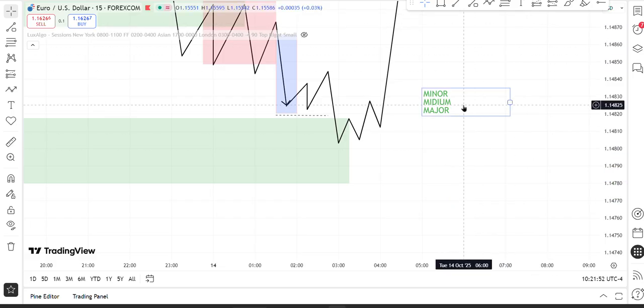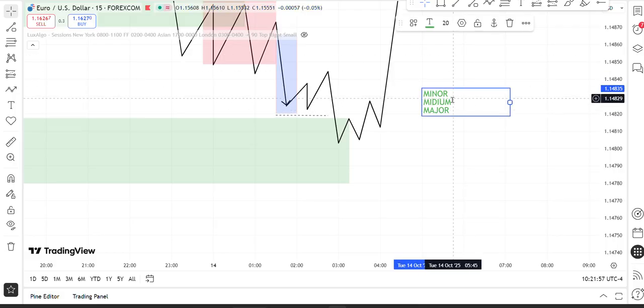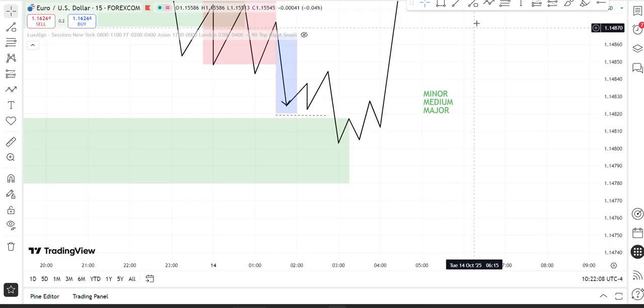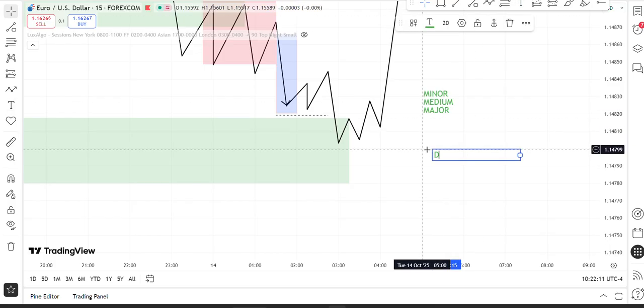Okay, we'll go to the medium. What is the medium inducement? I have 3 medium inducement types. One is daily highs and lows. Second one is session highs and lows, previous session highs and lows. And 15-minute structure highs and lows.